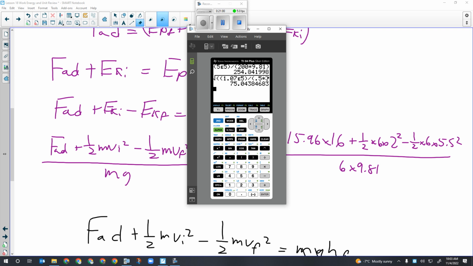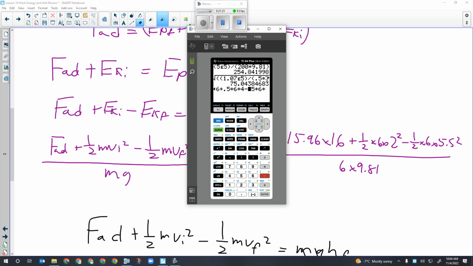All right, 15.96 times 16 plus 0.5 times 6 times 4 minus 0.5 times 6. You put in a plus instead of a minus. Oh, instead of a minus. Good eye.